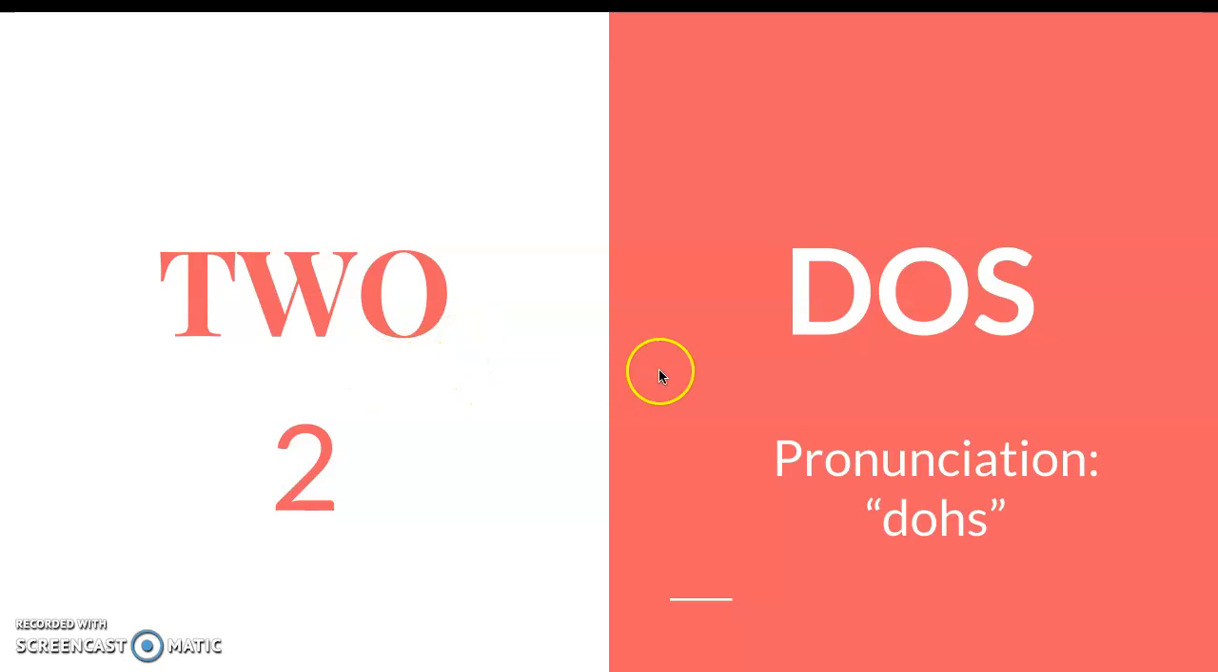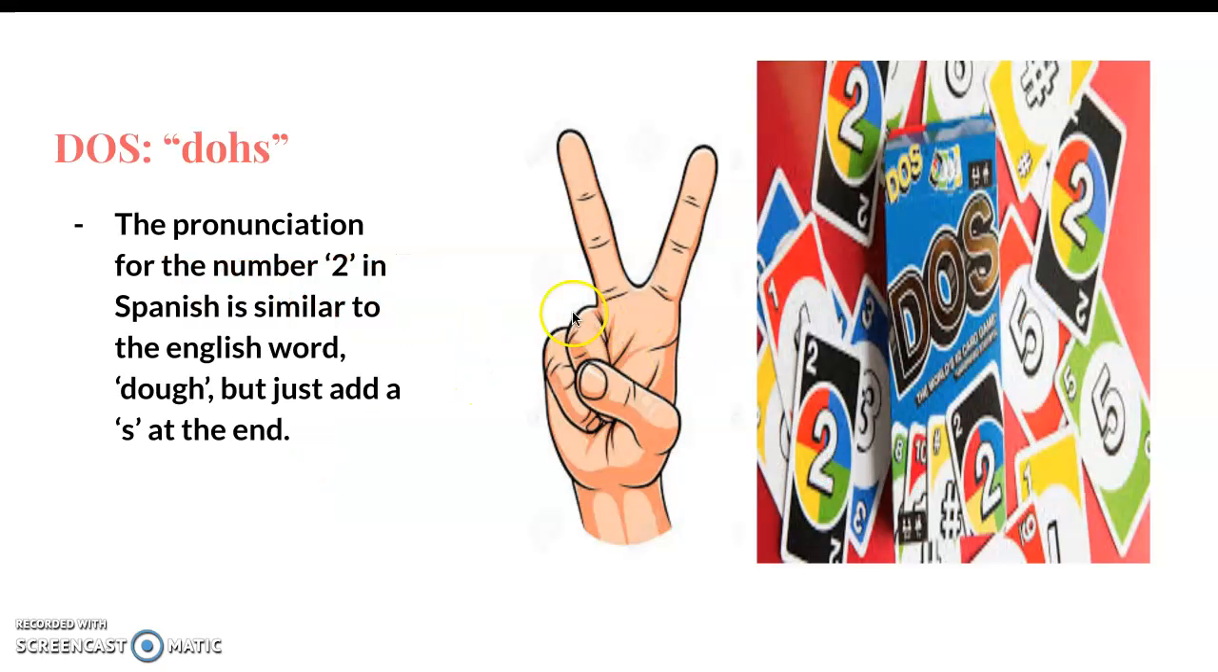2 translates to dos in Spanish. Another really easy number to remember. Simply the English word do and add an S at the end, and you get that word dos. And then another easy way to remember it is also the card game made by the Uno creators named Dos.